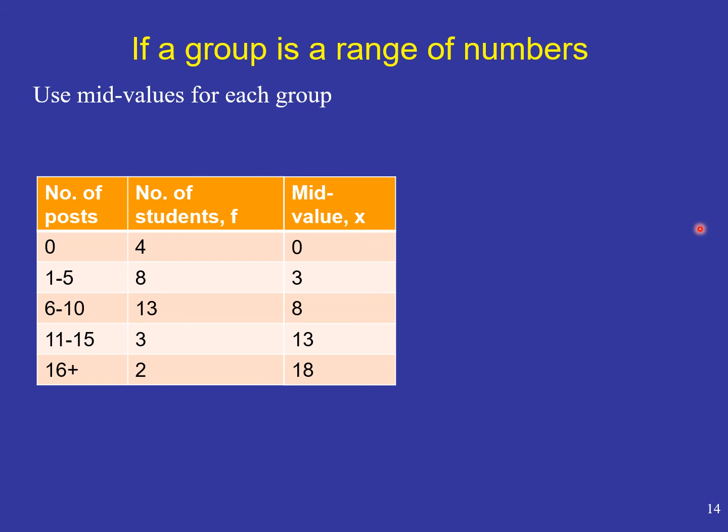So what we do is we just use the mid value for each group. We did a similar thing in a previous lesson when we were working out the means. So the mid value of 1 to 5 is 3, the mid value of 6 to 10 is 8, and so on. And then we simply use the same formula we had before for our standard deviation.